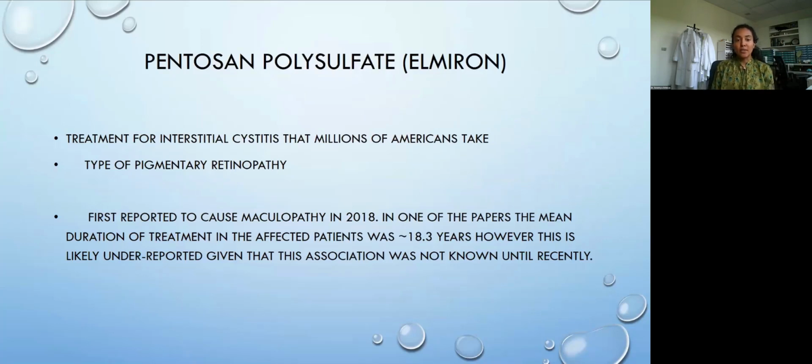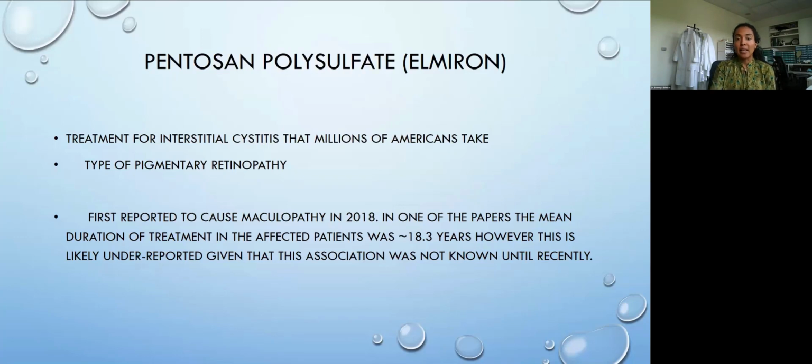Elmiron, this is sort of a newer ocular complication we're learning about. So this is used for treatment of interstitial cystitis that millions of Americans take. And it causes this type of pigmentary retinopathy. And it was actually first reported to cause maculopathy just in 2018. But I think this was likely underreported because this association was not known until recently.